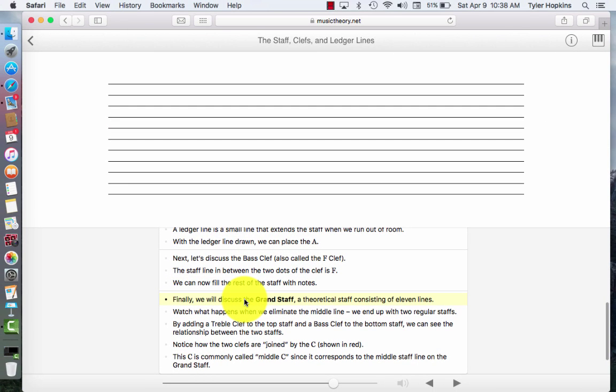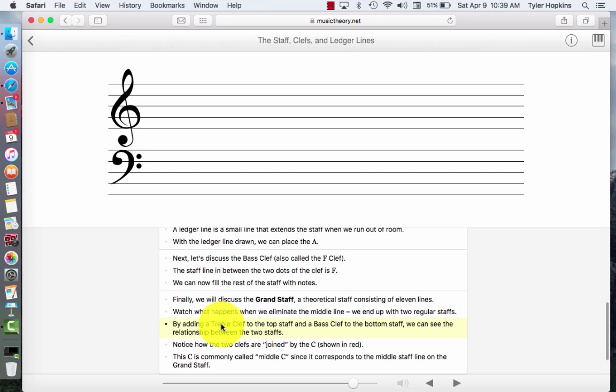Finally, we will discuss the grand staff. As you can see, this is many more lines than we are used to working with. There are 5 lines. So, what we will do is eliminate the middle line, creating 2 separate clefs. And by adding the treble clef to the top staff and the bass clef to the bottom, we can see the relationship between the 2 clefs. The middle line was represented right there, and now we have treble clef and bass clef.